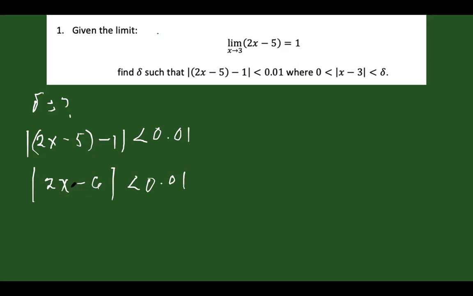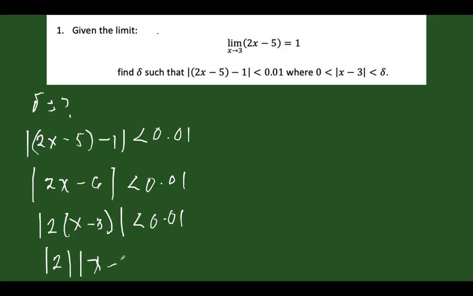Again, our main goal is x minus 3. This expression can be expressed in terms of x minus 3 by factoring out 2. We don't need the 2 here because we're just talking about x minus 3. So we can factor out 2, and that becomes the absolute value of 2 times the absolute value of x minus 3 is less than 0.01. How did we arrive at this? We used the property of absolute values. All right, let's go to the next step.